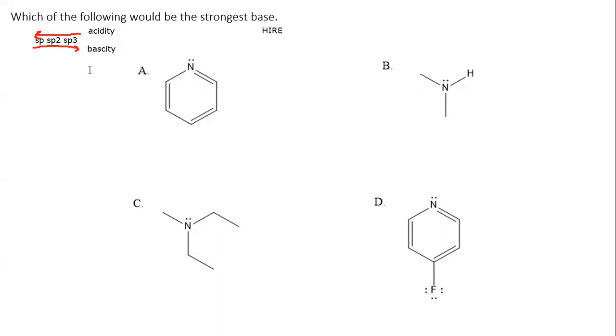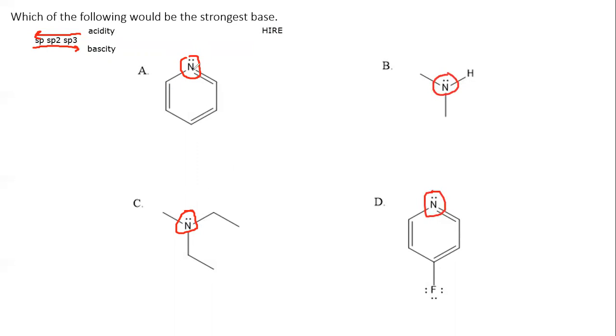And so when we're looking at bases, and they're all amines, we're looking at weak bases trying to identify the strongest one. The first thing we need to look at is the hybridization of the element that's going to be accepting a hydrogen. So in all of these, it's the nitrogen. So we want to look at the hybridization of the nitrogen in each one of these.